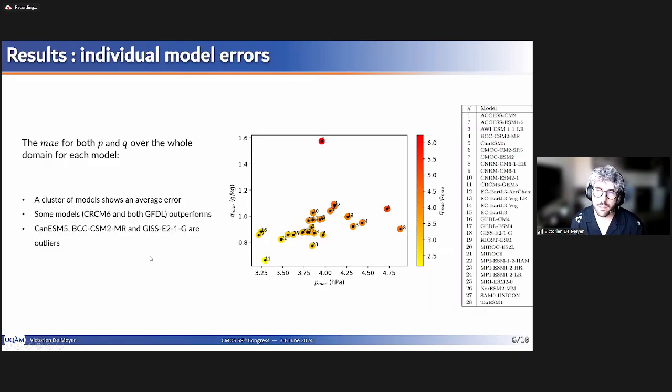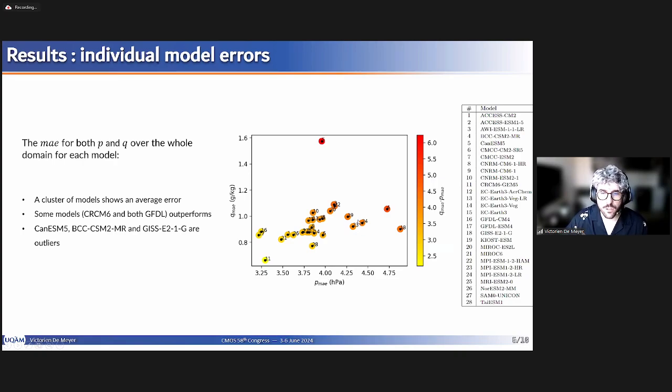Now, not looking at the model ensemble mean, but at the domain average of all the 28 models that we use. That's what you have here on that scatter plot. So on the x-axis, it's just the pressure MAE, and on the right axis, the humidity MAE now. The closer you are to the origin, the lower the error.